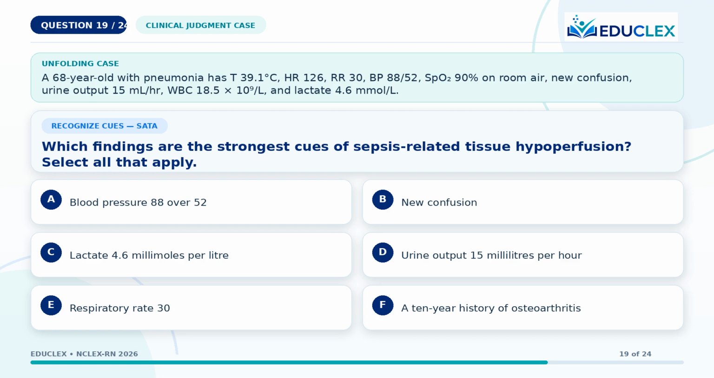Select all that apply. Option A, blood pressure 88/52. Option B, new confusion. Option C, lactate 4.6 millimoles per liter. Option D, urine output 15 milliliters per hour. Option E, respiratory rate 30. Option F, a 10-year history of osteoarthritis.